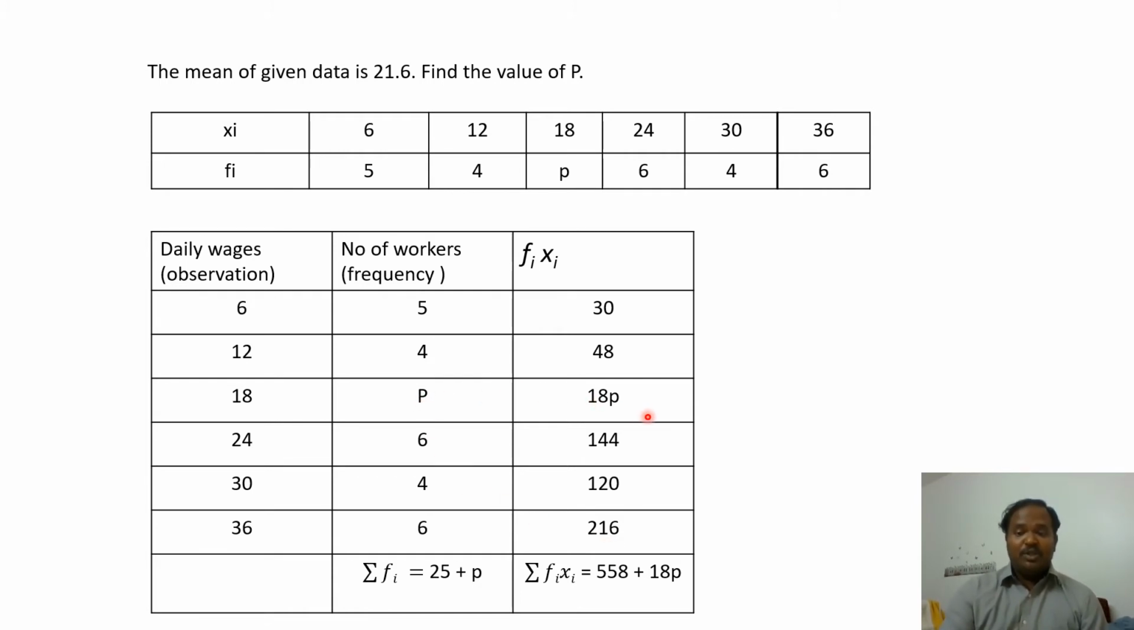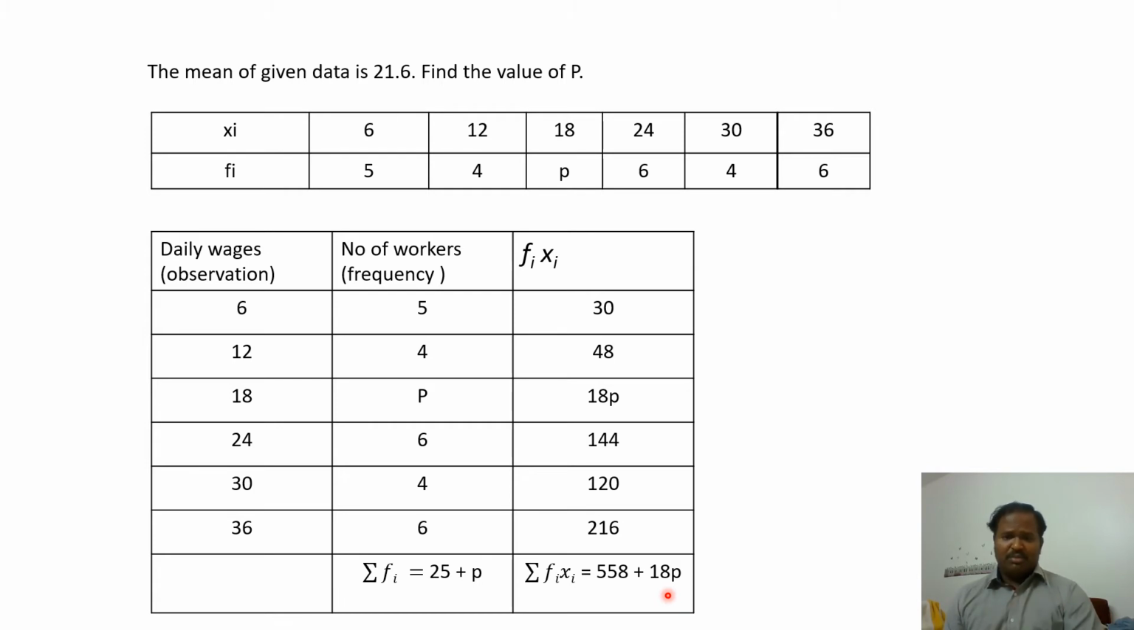Now you should be a little more careful when you add these, when you find the sigma fx. When you have a variable, you can't add it to the numbers because they become unlike terms. So add all the numbers and keep the variable separately. Therefore, 558 plus 18p.